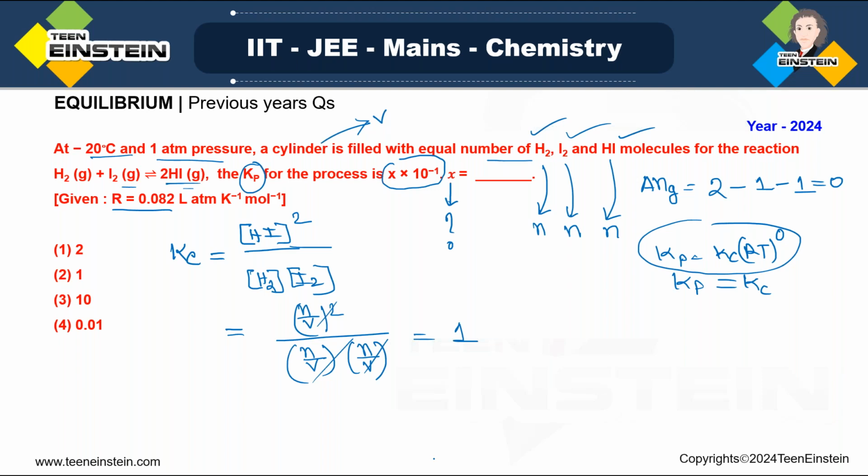Now I hope it is understood why I first determined the relationship between Kp and Kc, because in terms of Kc the calculation is easier. Pressures are not mentioned, number of moles are mentioned. So if you do the calculation in terms of concentration, that is N by V, it is better. So Kc is 1, but you have to write it in this way: 10 to the power minus 1 multiplied by 10, that is also equal to 1. Now you can compare this with the format that is given in the question. So here 10 is the value of X and the correct answer will be option 3.